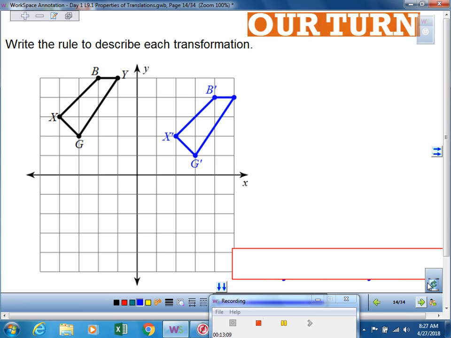So write the rule in words, and then don't forget, go from the pre-image to the image. Okay, when you're done, compare with your shoulder partner. See how you guys did.